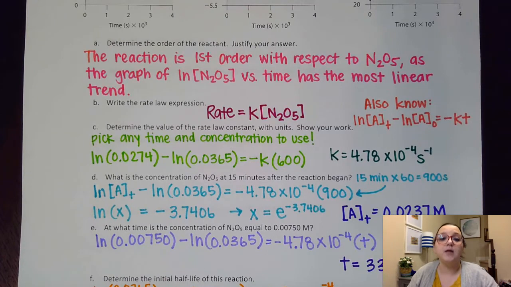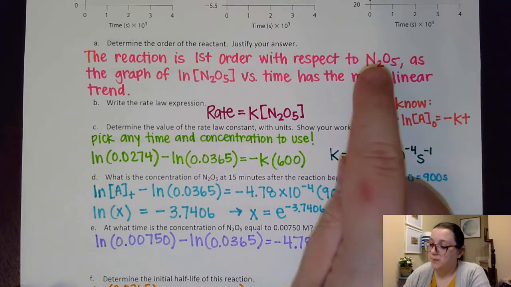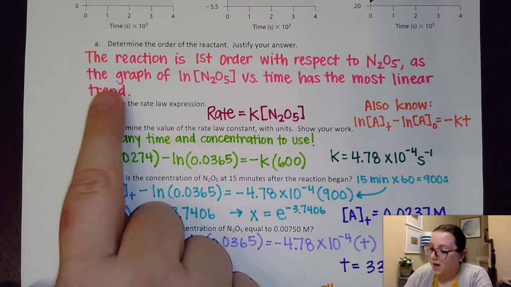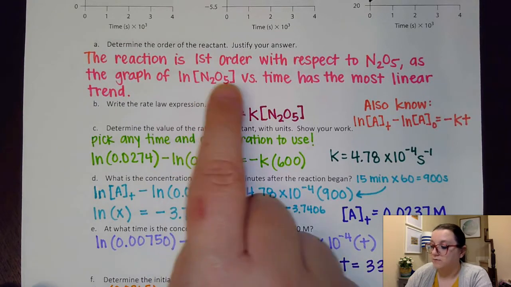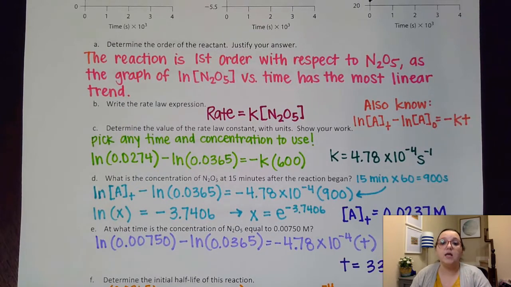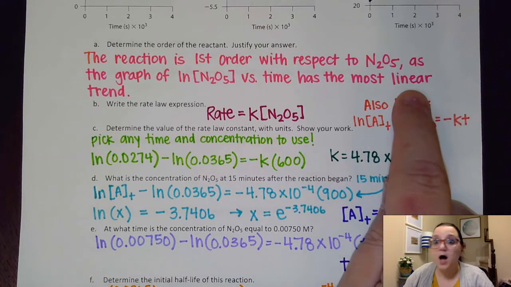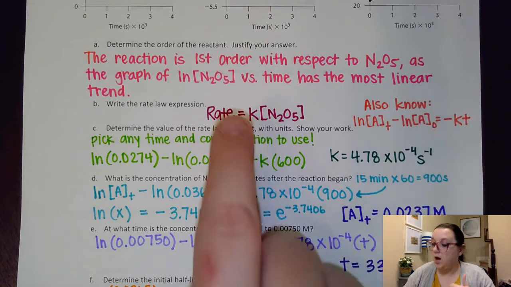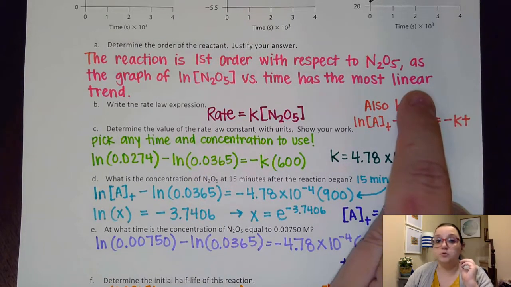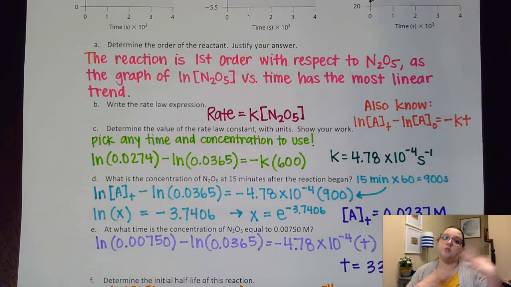You would want to say that the reaction is first order with respect to N2O5. So we stated what the order was. As the graph of natural log of N2O5 versus time has the most linear trend. You would want to state which graph told you this information and why that graph told you that information. So I specifically stated which axes I used to determine what was the most linear trend in order to determine that it was first order. You want to make sure you make all of those statements when you're justifying your answer there.